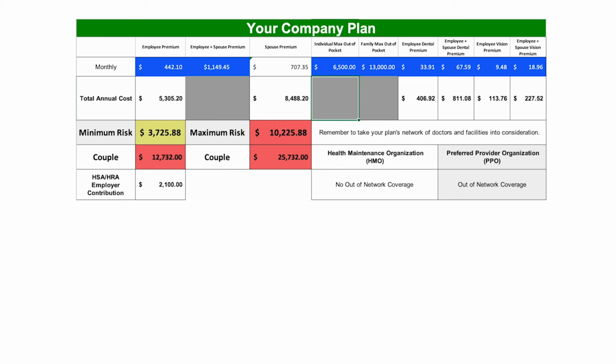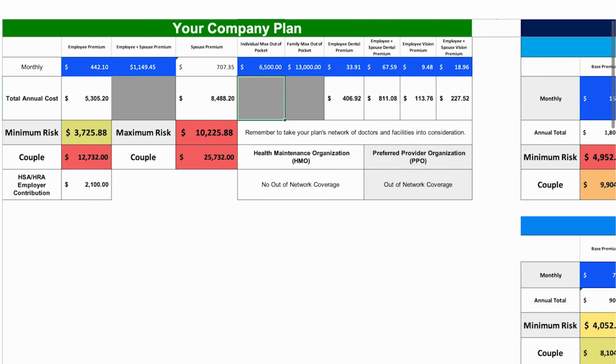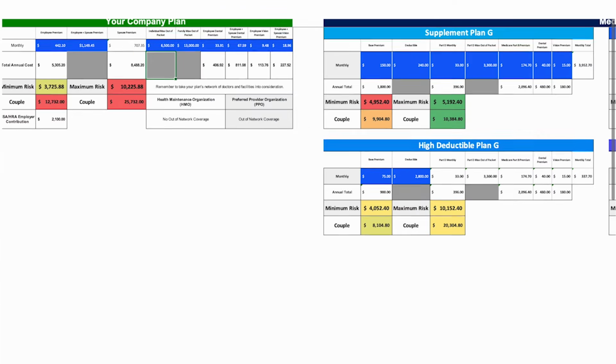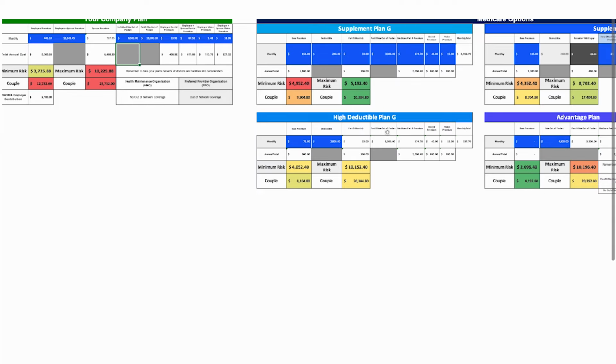This time, the employer contributes $2,100 to a health reimbursement arrangement, but with all of these boxes, this employee and his or her spouse would be better off on a Medicare arrangement and not on a company plan. The minimum risk plan looking the strongest would be the Advantage plan in this scenario. The maximum risk plan looking the strongest would be the Supplement Plan G.